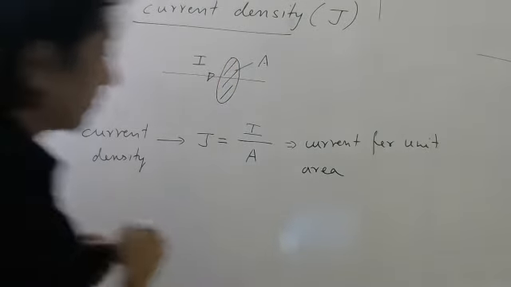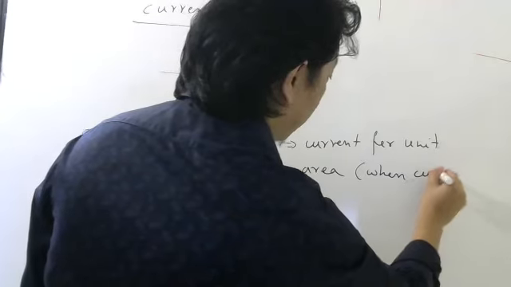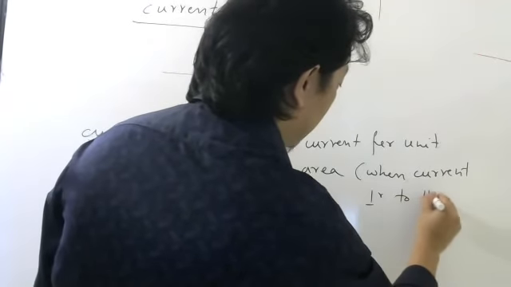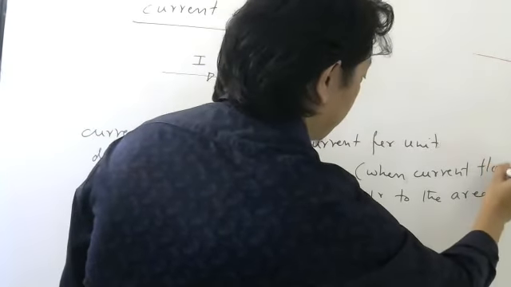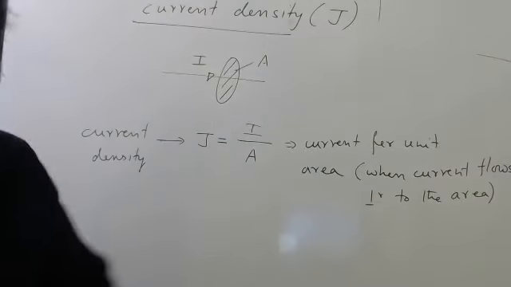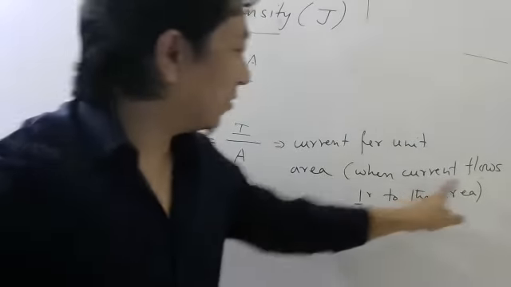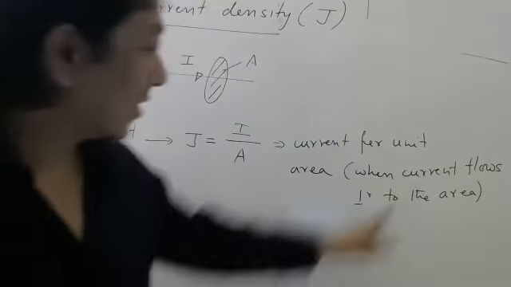Current density. Here you can mention when current flows perpendicular to the area. See, many teachers will write, okay, current flows. But actually, "current flows" is a stupid thing to write. Current is what?